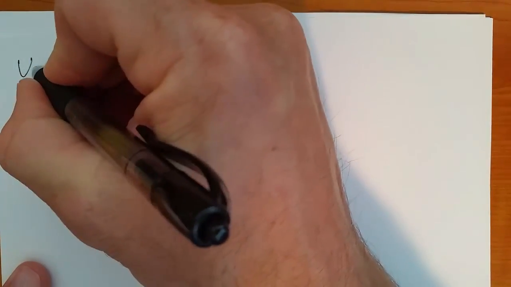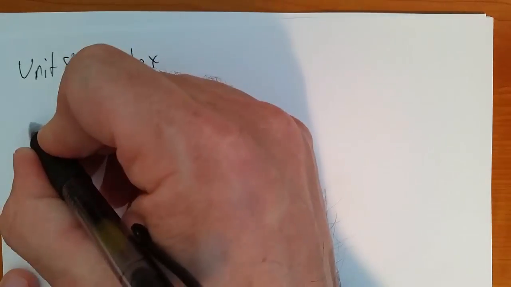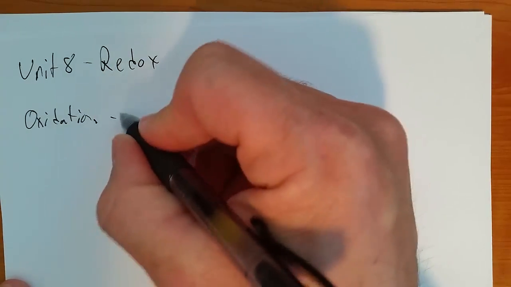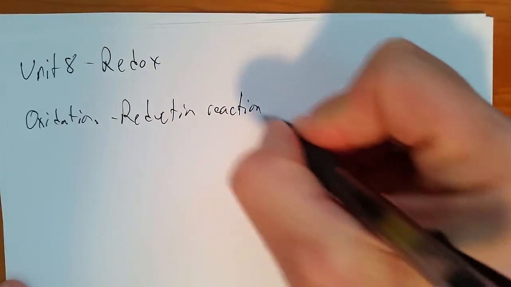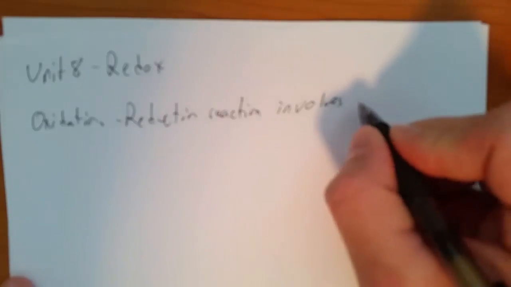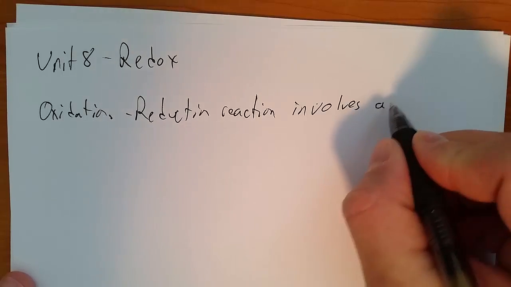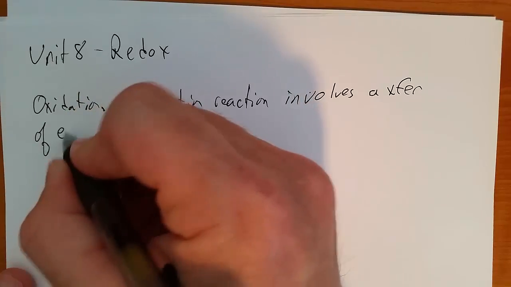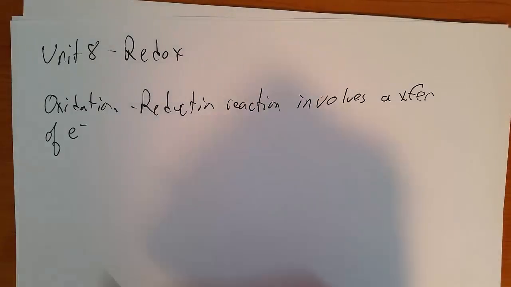Here we go with Unit 8, redox. So an oxidation reduction reaction involves the transfer of electrons. XFR is just short for transfer of electrons. A couple things that we have to memorize.